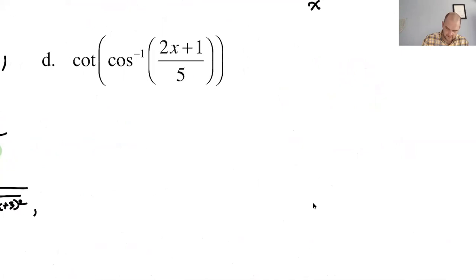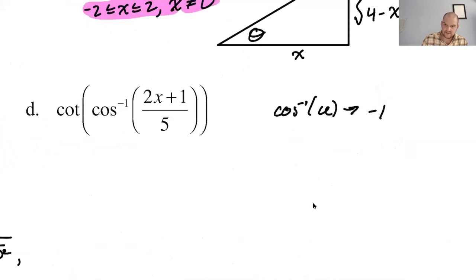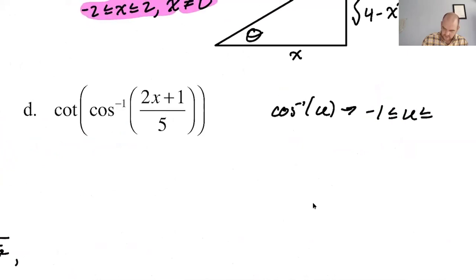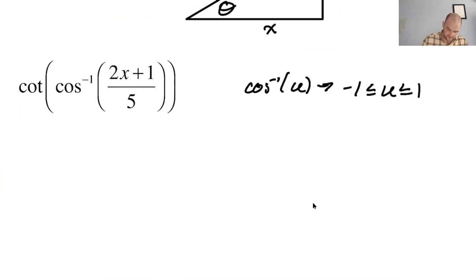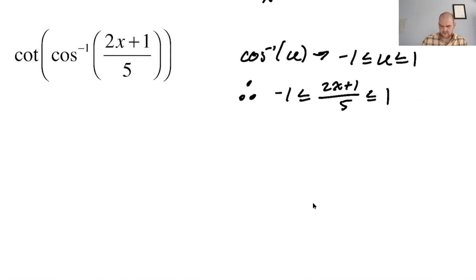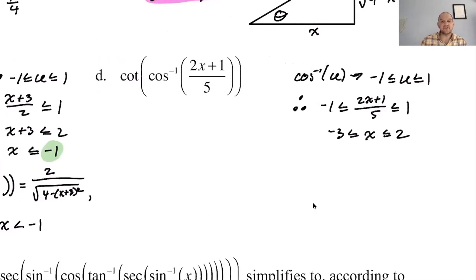Inverse cosine. So cosine inverse of u would mean that I definitely need u to be stuck between -1 and 1. But u is (2x plus 1) over 5. So I need -1 less than or equal to (2x plus 1) over 5 less than or equal to 1. All right, so I'm going a piece at a time. So -1 times 5 is -5, minus 1 is -6, divided by 2 is -3. And then 1 times 5 is 5, minus 1 is 4, divided by 2 is 2. So there. All right, so that's the biggest domain we could possibly get.